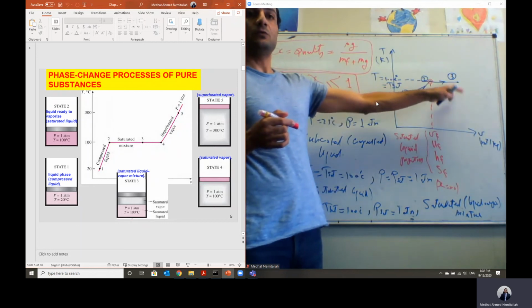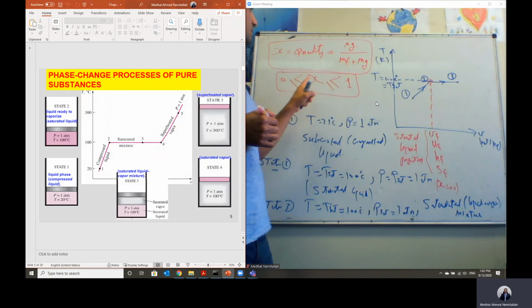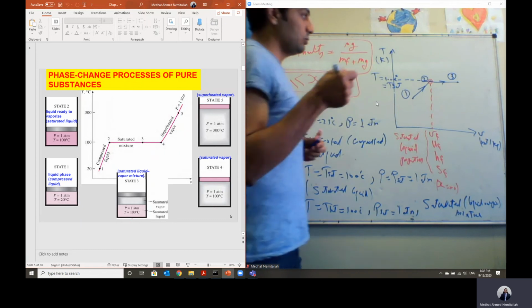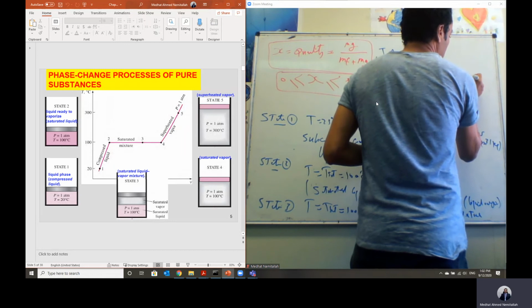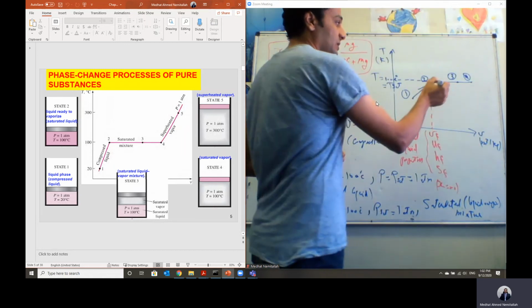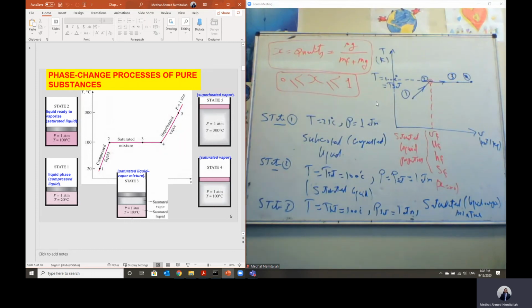So what about at state number 3? We have a mixture of liquid plus vapor. So in this case we have mass of gas plus mass of fluid, so its value will be greater than 0 and less than 1. Okay, what will happen if we continue adding heat after state number 3? If we continue adding heat, all of the liquid will be converted to vapor at a given state. Let's say this state is state number 4.